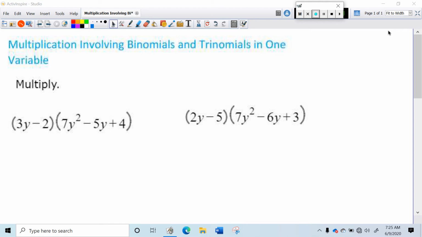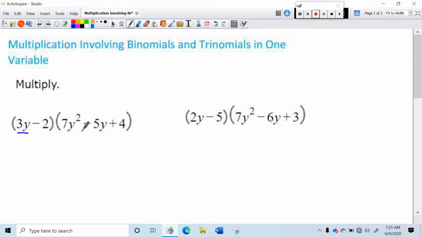I'm going to show you how to multiply these. We're going to get rid of the parentheses by multiplying. There are a couple of different ways to do this, and everybody's preference is different. So I'm going to show you both ways to do it so that you can decide what you like. The first thing I'm going to do is distribute.